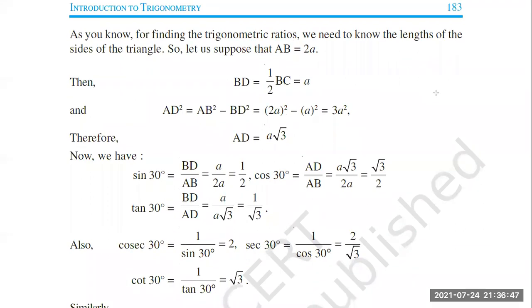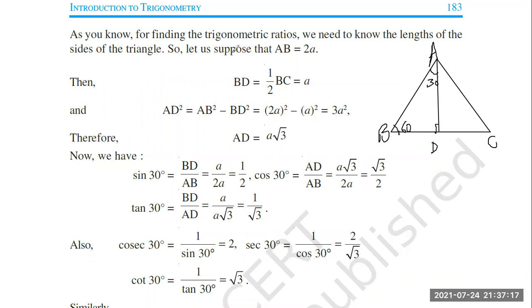मैं यहाँ पर फिर से triangle बना देता हूँ. This is how the triangle is given. This is taken as D. This is taken as A. This is A, B, and this is C. This one is taken as 60, and this one is taken as 30. And obviously this is 90 degrees here.